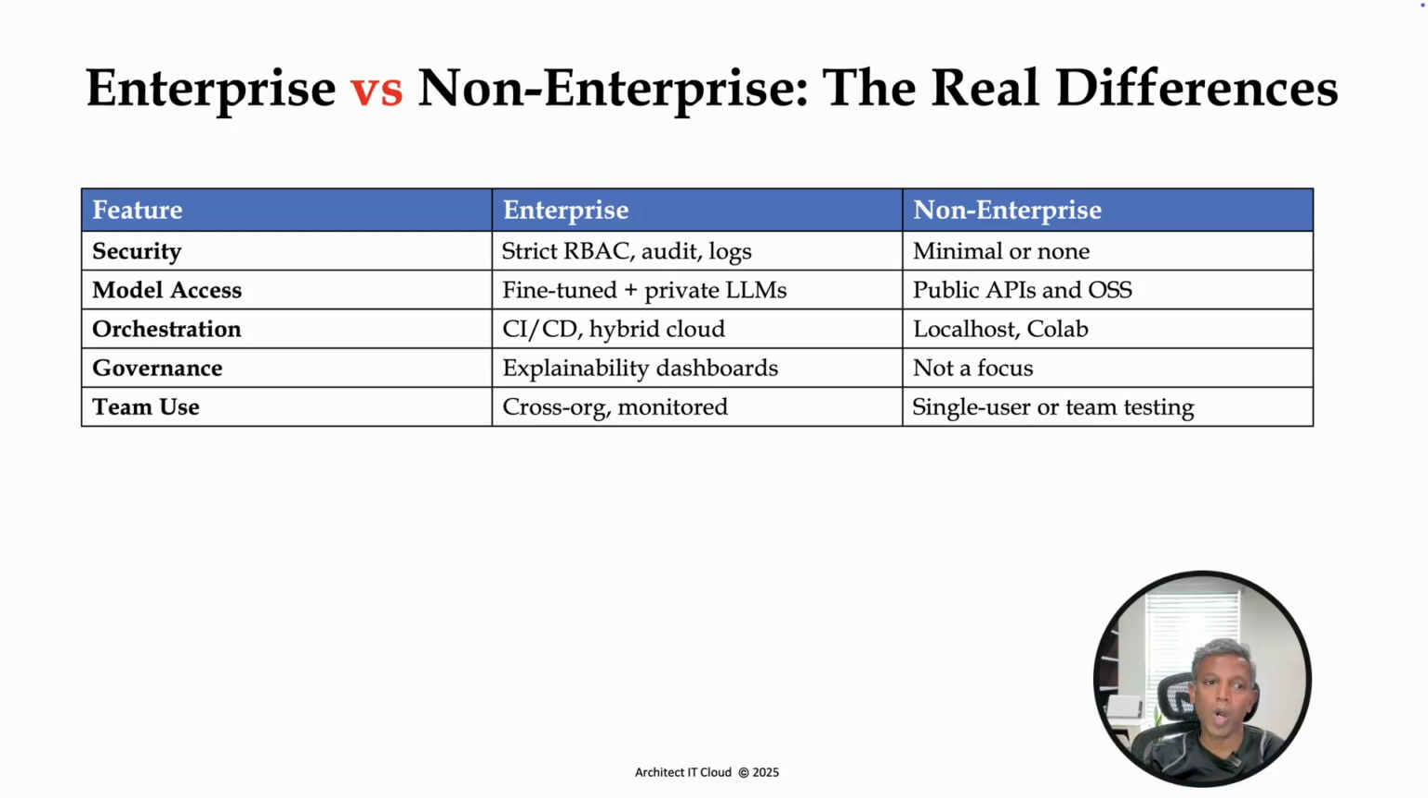And when it comes to model access, the enterprise AI agents connect with fine-tuned models and private LLMs solidly, so that you can use those models in the AI agent framework for achieving the business use case. But with non-enterprise AI agents, you have to use public APIs or open source software to achieve this model access feature.